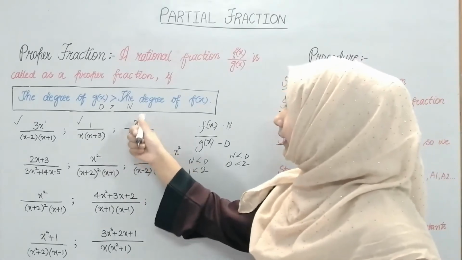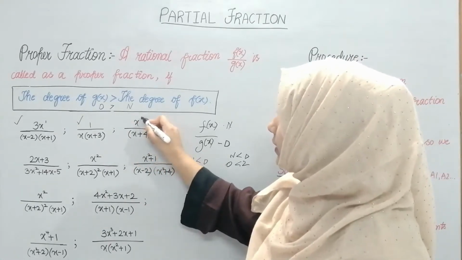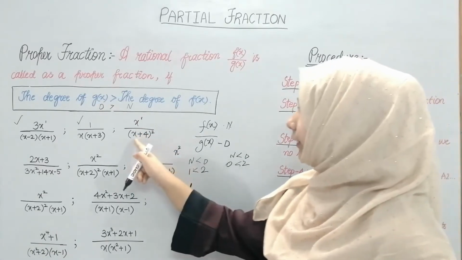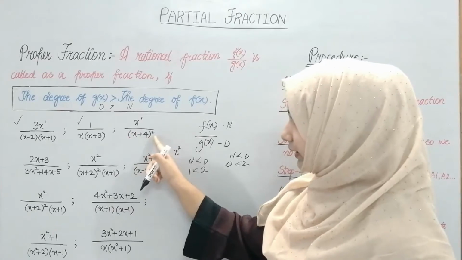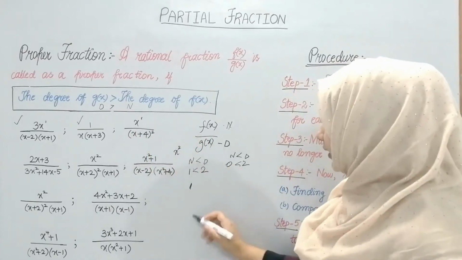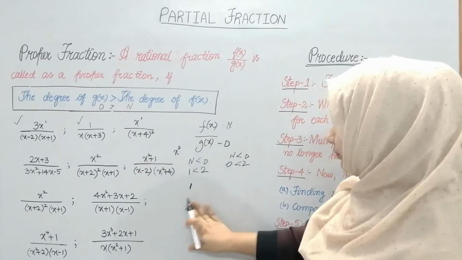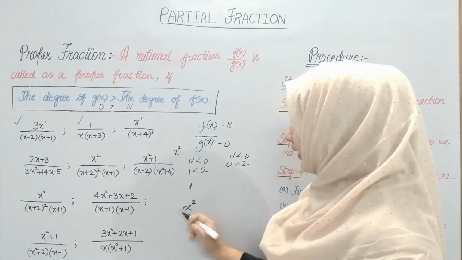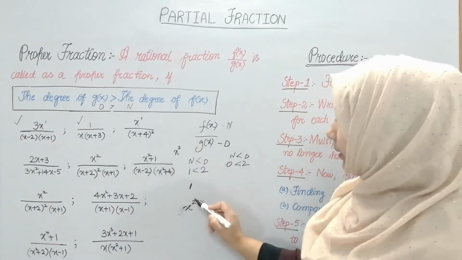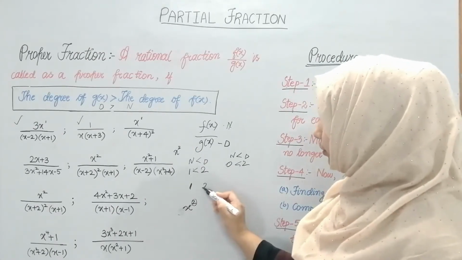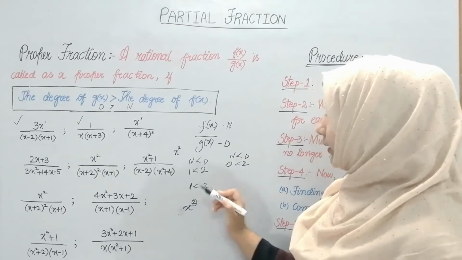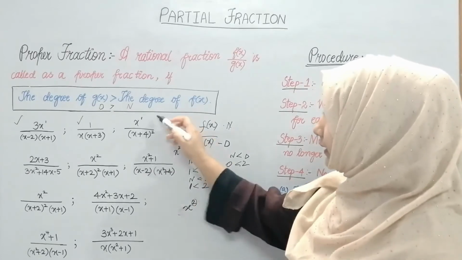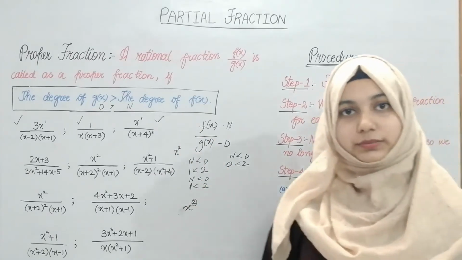Here, the degree of the numerator is, since nothing is written, we consider it as 1, x power 1. In the denominator, x plus 4 whole square. By the (a plus b) whole square formula, when expanded, the first term a squared is nothing but x squared, so the degree is 2. So 2 is greater than 1. The denominator is greater than the numerator, so even this is a proper fraction.